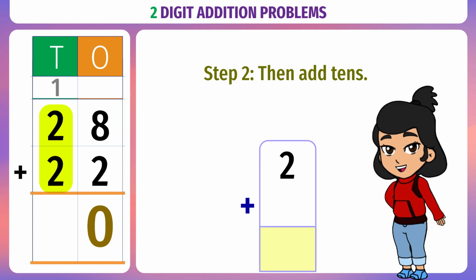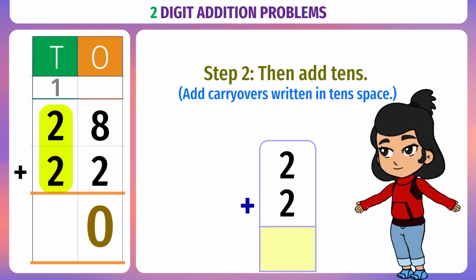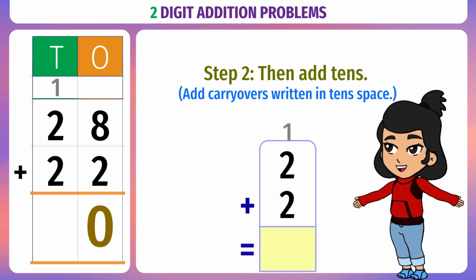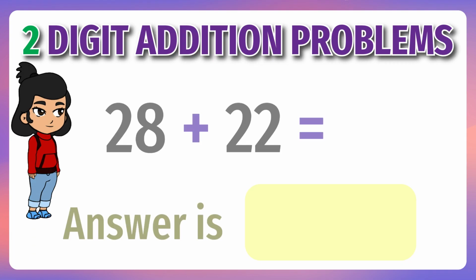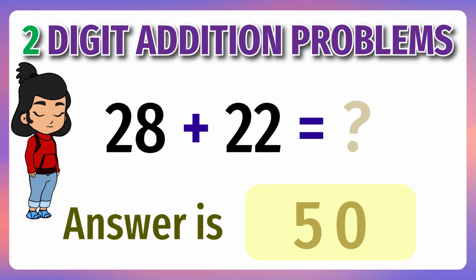Next, let's add tens. 2 plus 2 plus carry over 1 equals 5. We have 50 as the answer.